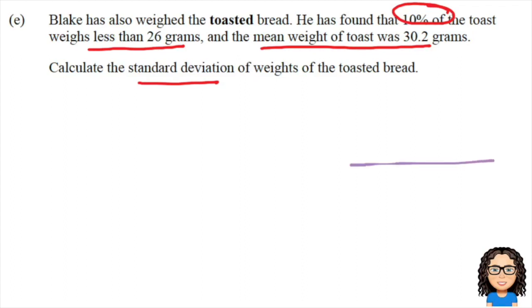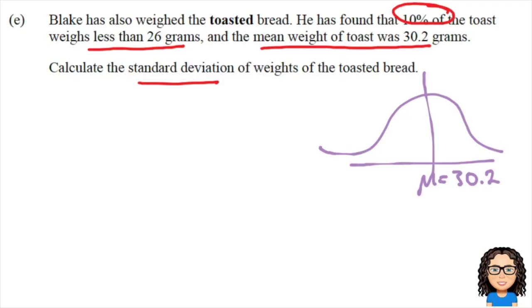Okay, let me draw a little diagram and put what information I know on the diagram. So I know that we've got a mean weight of 30.2 grams. Now we're told 10% of the toast weighs less than 26. So on my number line, 26 is down here further. So I'm going to draw a line down there at 26 and the area below that is 10%, because 10% weigh less than that. Now we don't know the standard deviation. That's the bit that they want us to work out. Okay, so there's our problem.